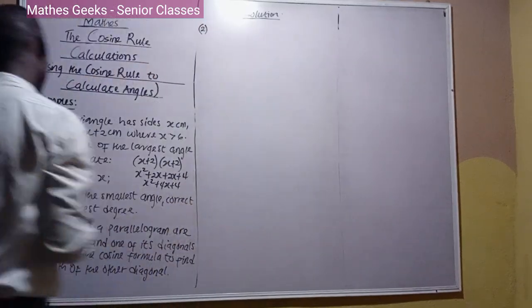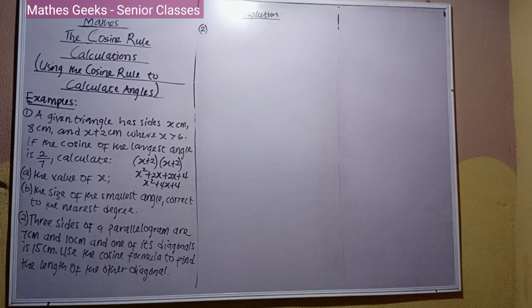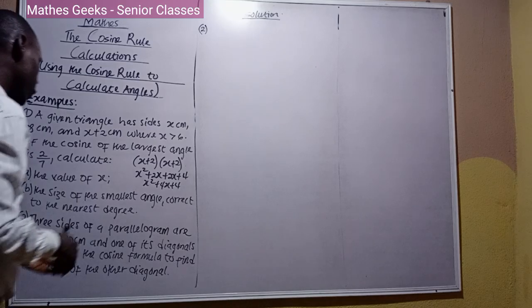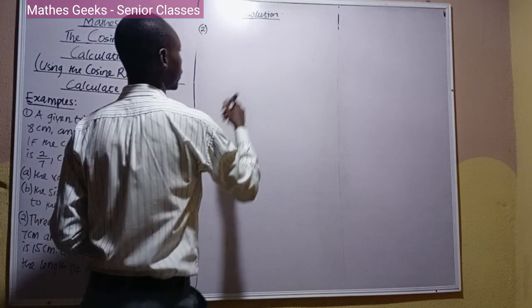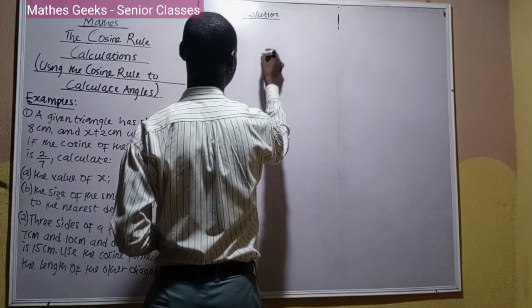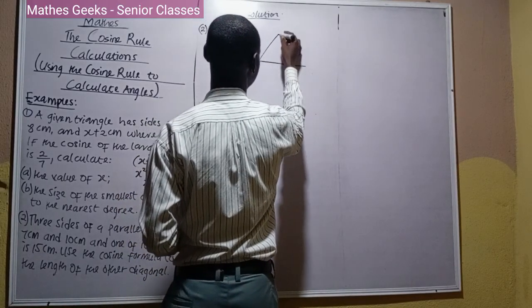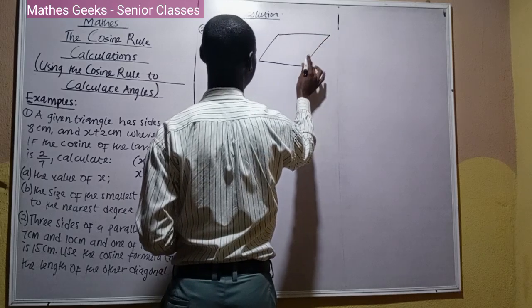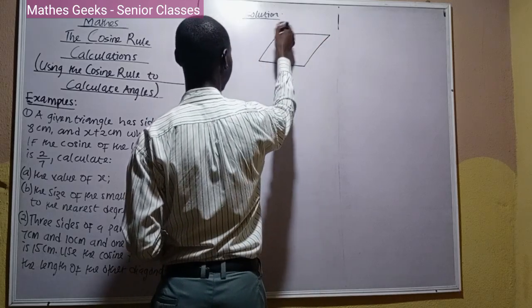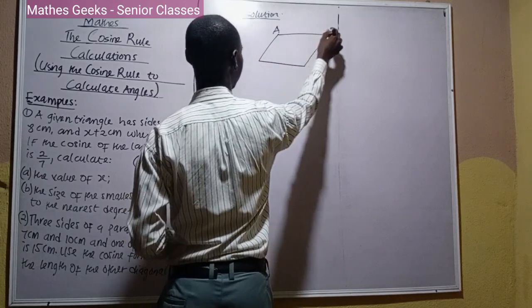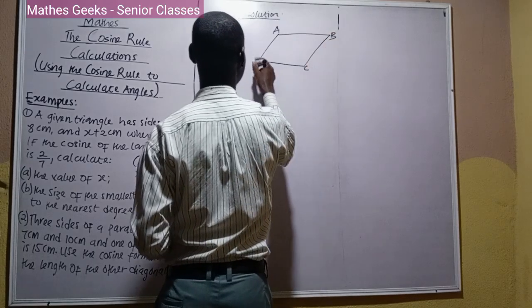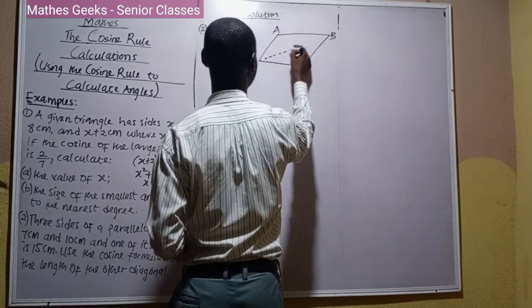Number 2. Two sides of a parallelogram are 7 centimeters and 10 centimeters, and one of its diagonals is 15 centimeters. Use the cosine formula to find the length of the other diagonal. So the first thing, let's sketch our diagram. And let's call it E, B, C, D. This is our diagonal.